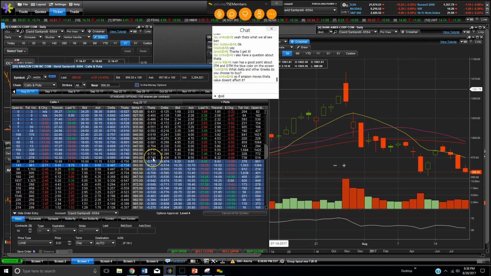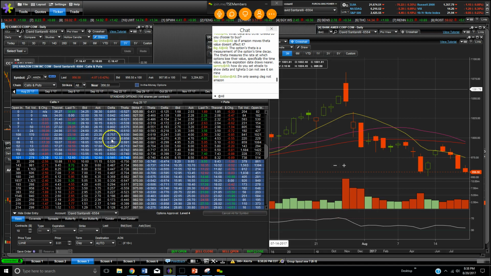The closer and closer you get to expiration, the less and less this is going to be worth. Let me go over a perfect example here. With options, you have something known as intrinsic value and extrinsic value. Let's go with the 955 strike, for example. The stock is already in the money by $1.50.